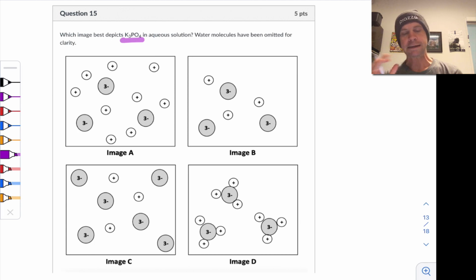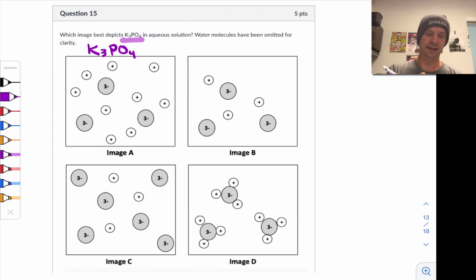To begin to think about this, I think it's helpful, first of all, to take a look at K3PO4 and really break it down into its component ions. This is a skill that I recommend students practice over and over and over again, because it's something you're going to have to apply repeatedly throughout general and organic chemistry as well.